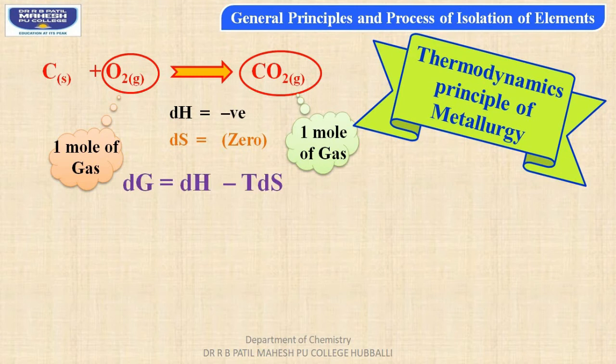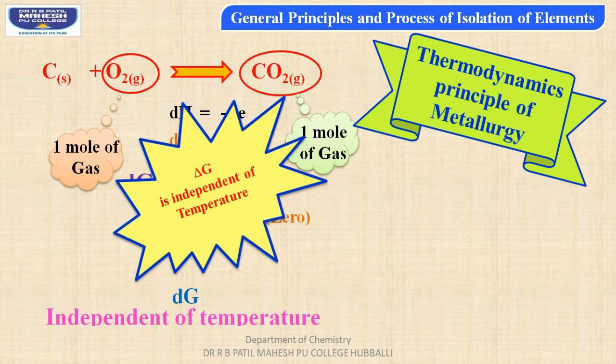Thus, once again we can use the same equation, that is change in Gibbs free energy is equal to change in enthalpy minus T into change in entropy. Thus students, the change in enthalpy value is negative, minus the absolute temperature multiplied by change in entropy, which is 0. Thus, in such a case, delta G is independent of temperature for the given reaction.